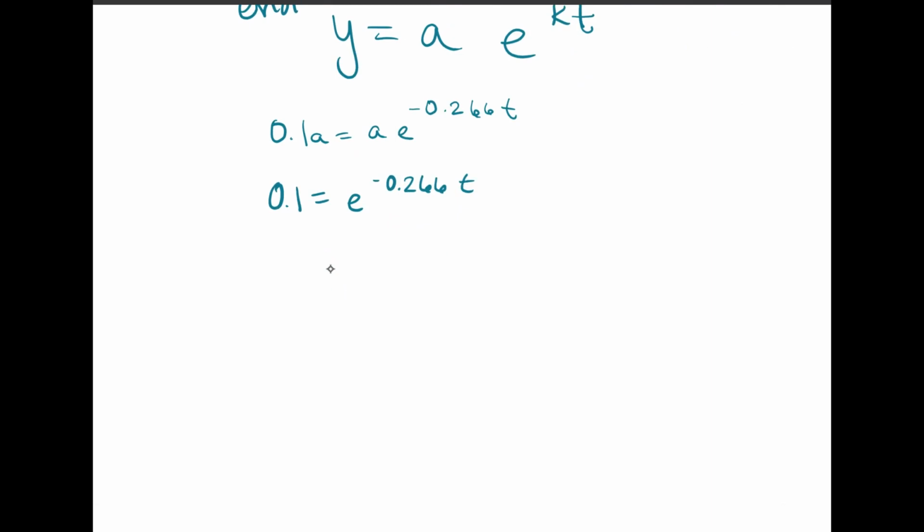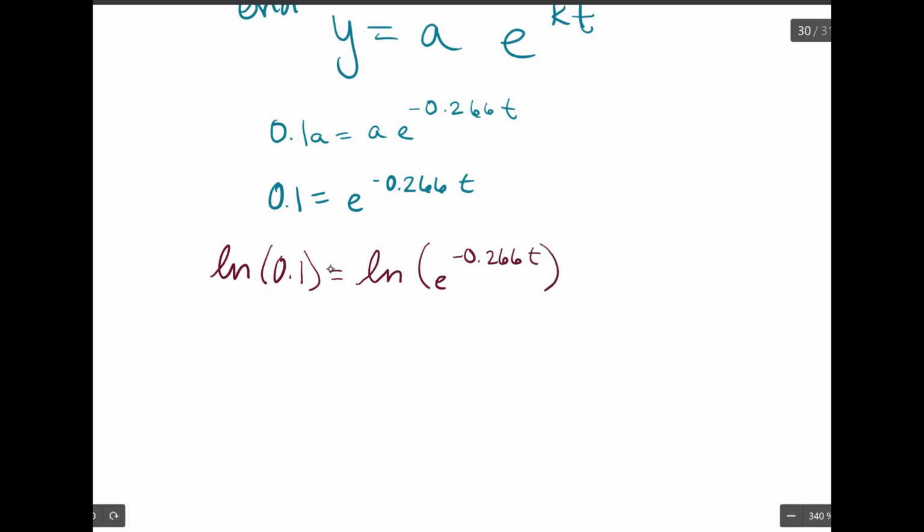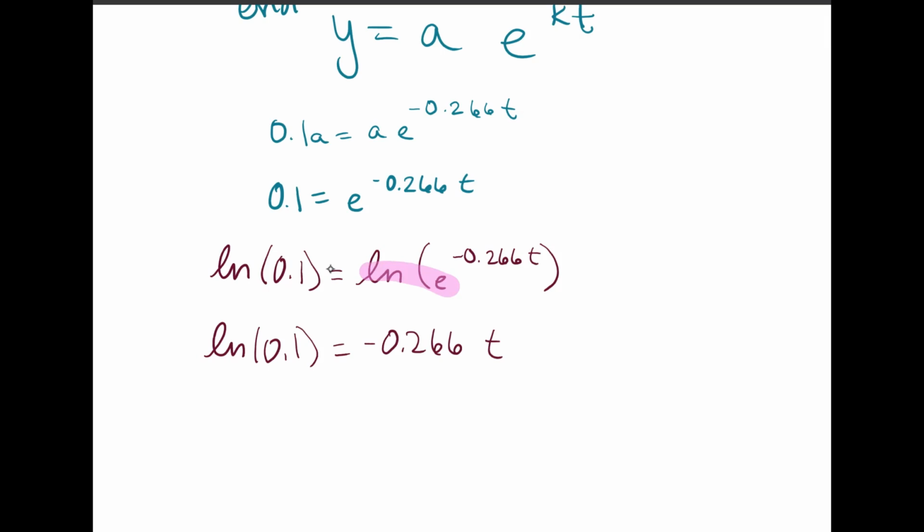I can take the natural log of both sides. So the natural log of 0.1 will equal the natural log of e to the negative 0.266t. So I have ln of 0.1 is equal to negative 0.266t, because the ln and e cancel each other out, and I'm left with just the exponent. I could walk through this again.